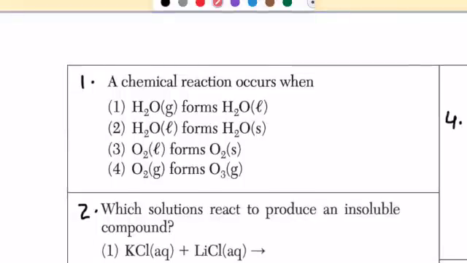First of all, you must know what a chemical reaction looks like. So these are your chemical changes, not the phase changes. That means the first 2 options are not your answer. O2 going from liquid to solid is not your answer. That's also a phase change. So O2 becoming O3, now the chemical composition is changing, so that's a chemical reaction.